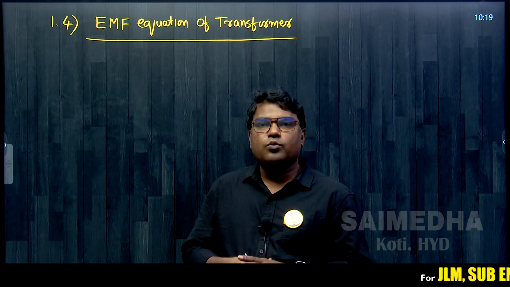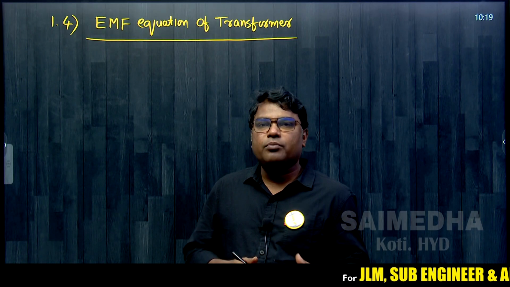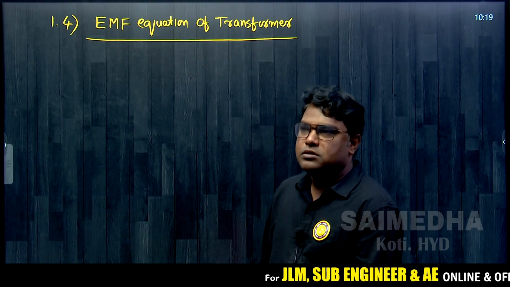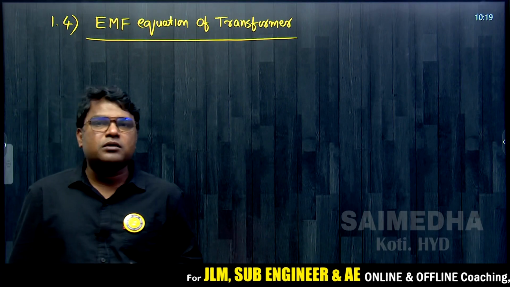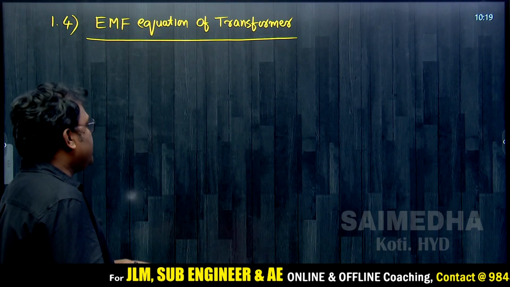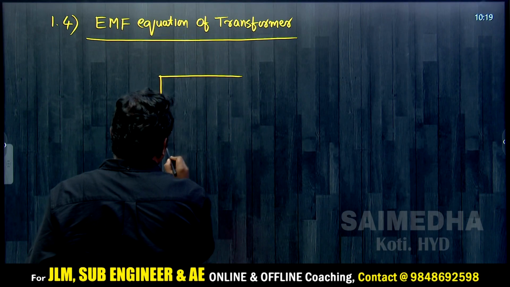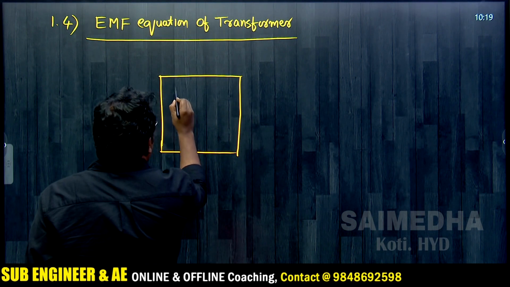In this session, I would like to discuss another topic in chapter 1. The topic name is EMF equation of the transformers. We know that a transformer has two major parts: the transformer core and the transformer windings. The core is represented with a rectangular box as shown in the figure. So this one is the core.